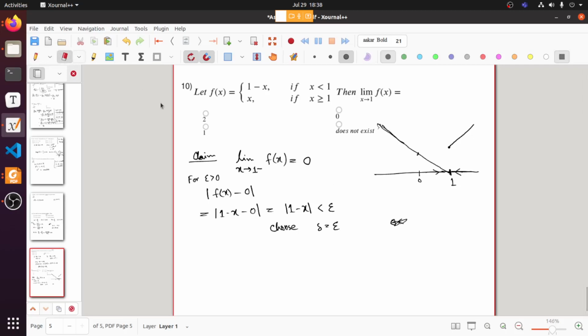Then what happens? Choose delta; if 0 is less than 1 minus x, as x is less than 1, and 1 minus x is less than delta, then since we are choosing delta to be epsilon, this is less than epsilon. So mod of f of x minus 0 is less than epsilon. The meaning of this is that the limit as x tends to 1 minus of f of x is 0. So we have proved that the limit as x tends to 1 minus of f of x is 0.